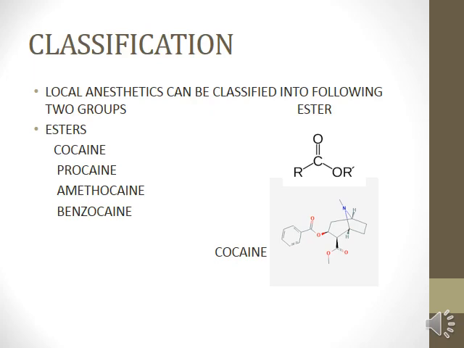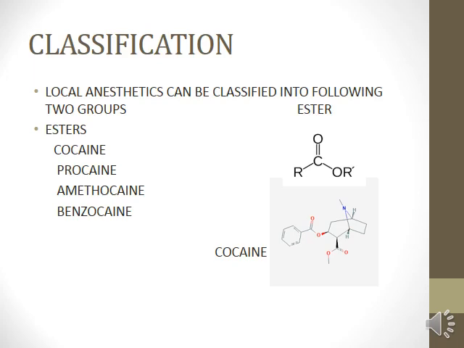The esters are basically those local anesthetics which have the ester structure within their structure. The local anesthetics which have the ester within their structures are called the esters. The esters include the drugs, first of all, cocaine, which was the first drug that was discovered, in 1880, and then procaine, which also has an ester structure in its composition.